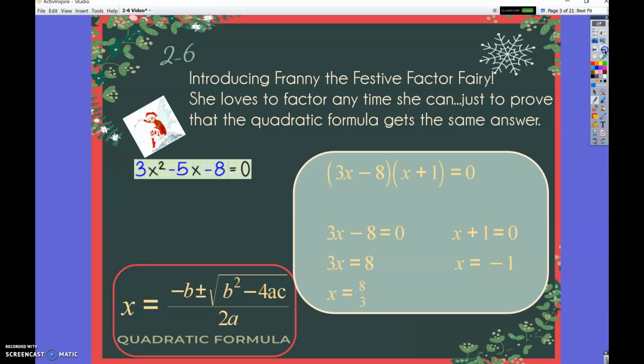Now, we must let you know about Franny the festive factor fairy. She loves to factor. So the quadratic formula is fun and all, but she would like to factor on the side if possible to show you that you get the same answer. She has taken this same equation from the last screen and factored it here. We'll notice that she too got the exact same x-intercepts or solutions to the quadratic equation. Watch for her on future slides.